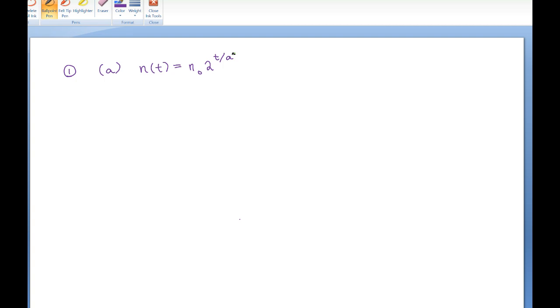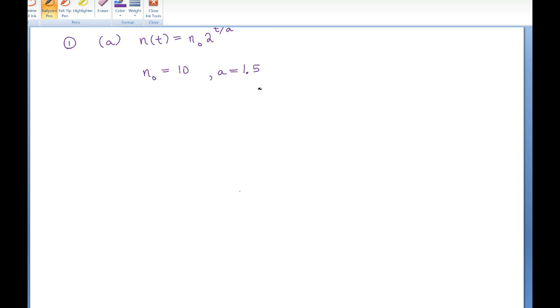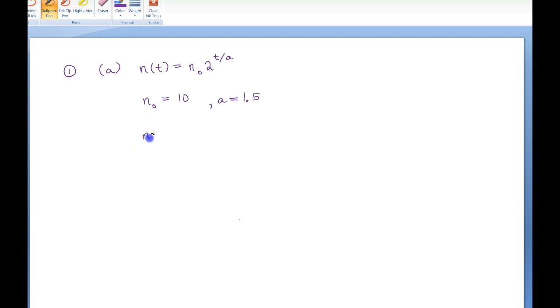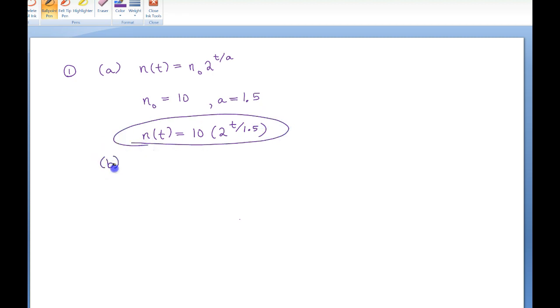So we need to look at the first part. It says initially. So whenever we see the word initially, that's our n sub 0. So n sub 0 is 10. And it says it's doubling every 1.5 hours. So that's a is 1.5. So n of t equals 10 times 2 to the t over 1.5. So that's part A. Now for part B.